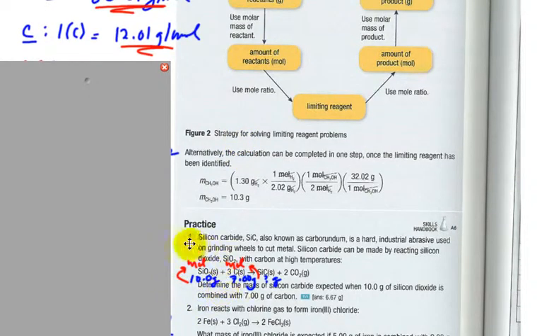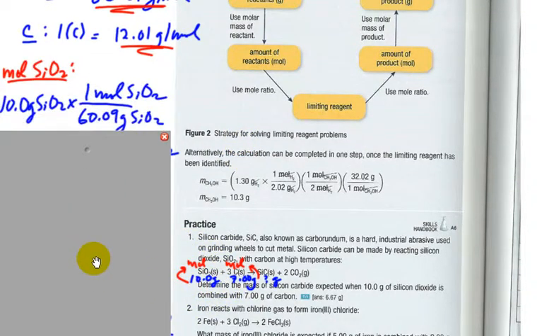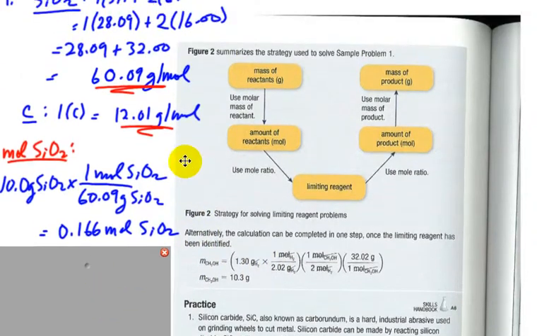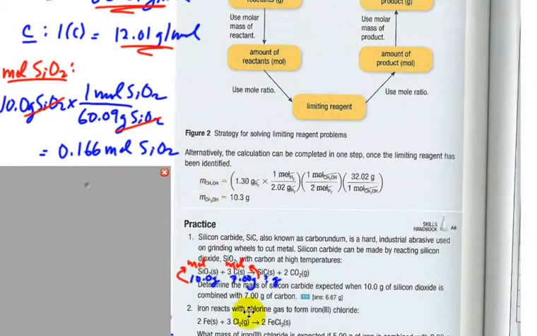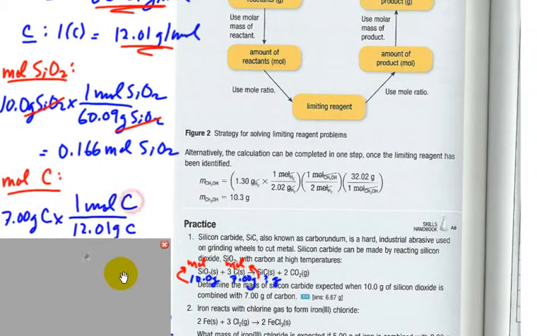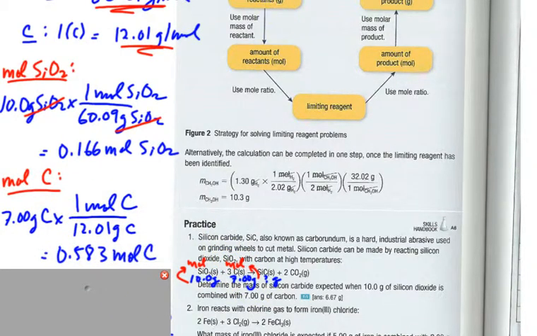To figure out how many moles of silicon dioxide, 10 grams. Utilizing the molar mass, 60.09 grams is 1 mole. So of course we can cancel grams of silicon dioxide with grams of silicon dioxide, leaving us with moles of silicon dioxide, 0.166 moles of silicon dioxide. To figure out how many moles of carbon we have, 7.0, and multiply by 1 mole over 12.01 grams.